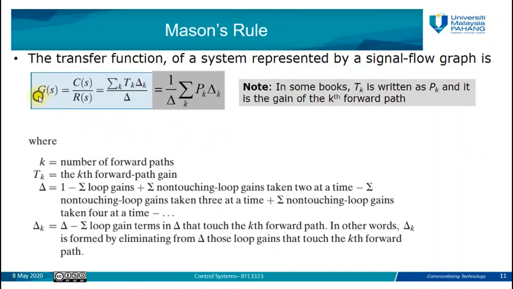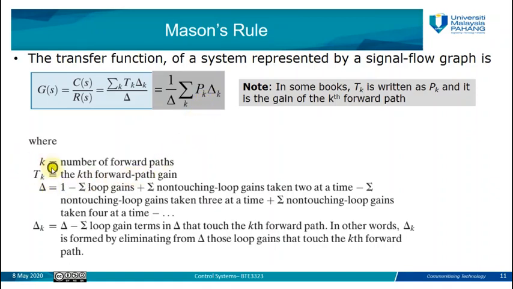The formula says G(s) equals output C(s) over input R(s), which equals the summation over k of the forward path T_k times delta_k, over delta. Here we have the definition for each variable in this formula, and actually this formula is the same as 1 over delta times the summation over k of P_k delta_k. Both T_k or P_k represent the forward path of our signal flow graph, the kth forward path actually, because we have k here. K represents the number of forward paths.